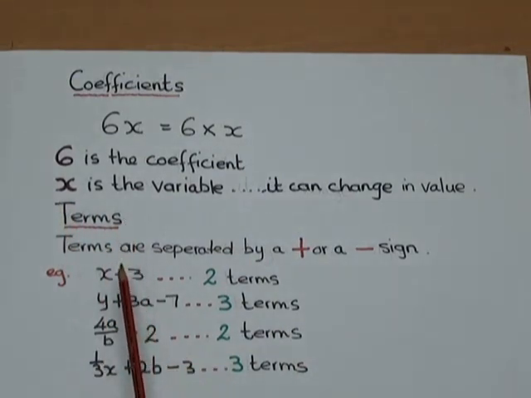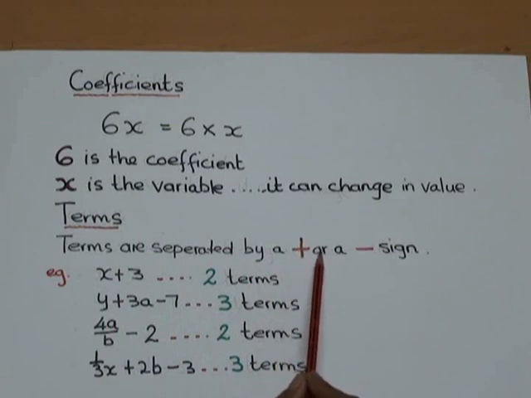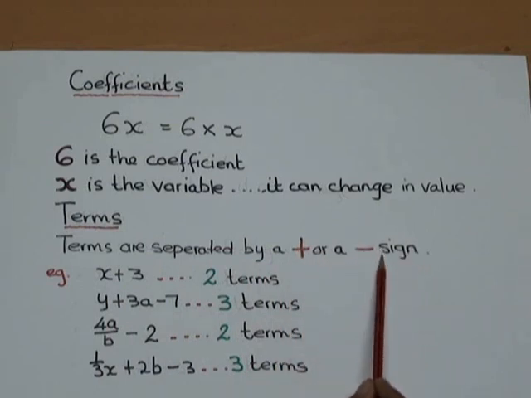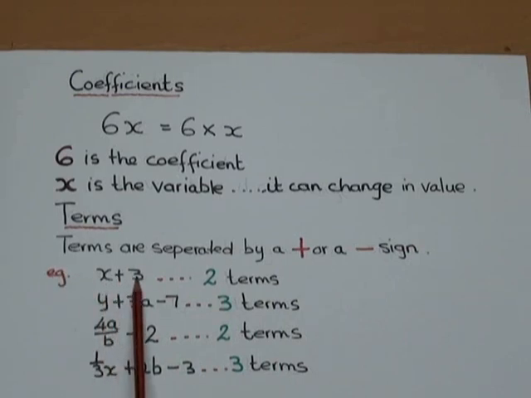Terms. Terms are separated by a plus or a minus sign. For example, x plus 3, there are 2 terms. That's one term, 3 is another term, separated by a plus sign, 2 terms.